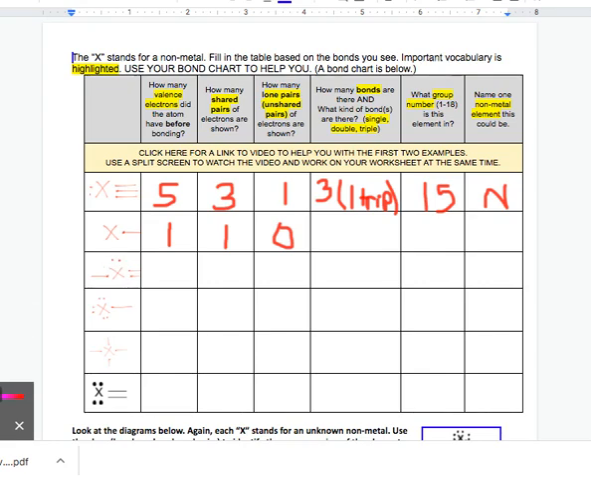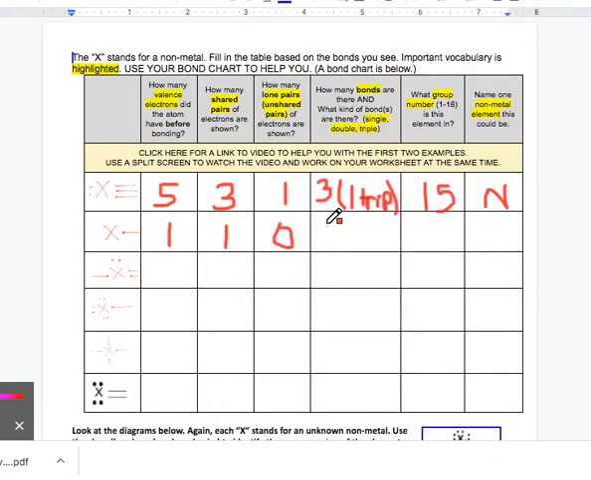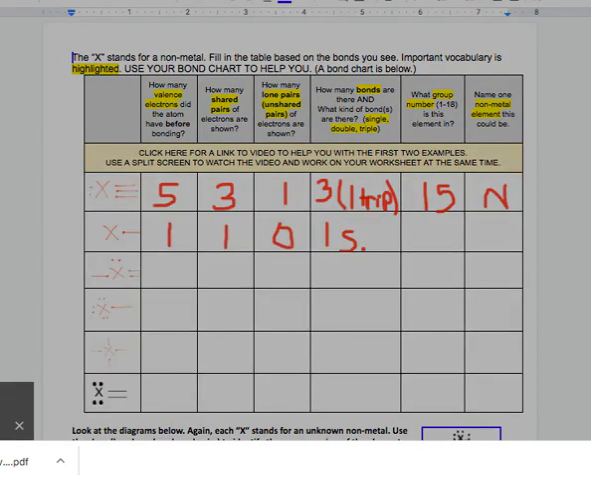And then next, how many bonds are there and what kind of bonds are there? Single, double, or triple. So I see one bond and it's a single bond then, of course, if there's only one. I'm just going to say 1S for single because my pen isn't easy to use here.